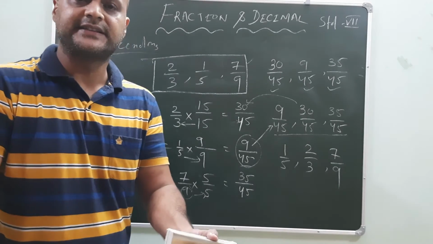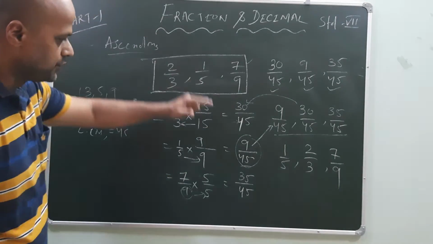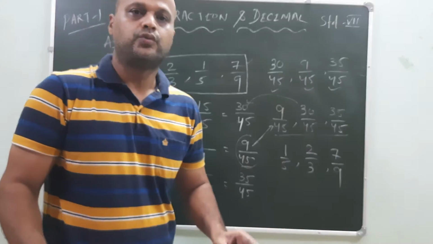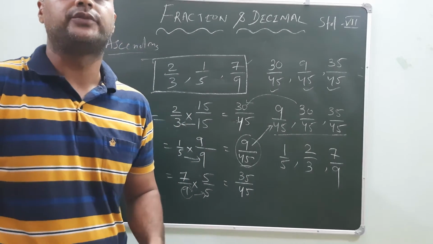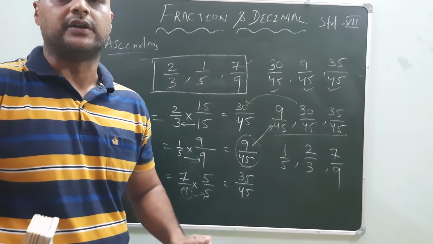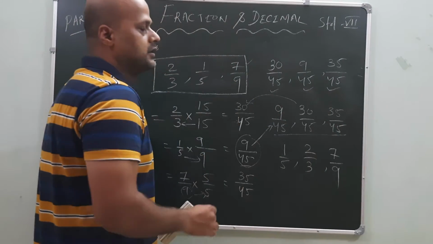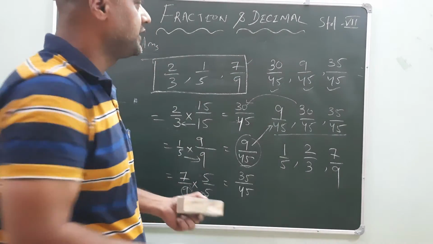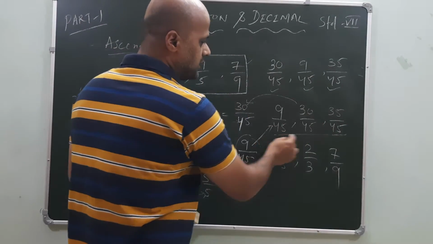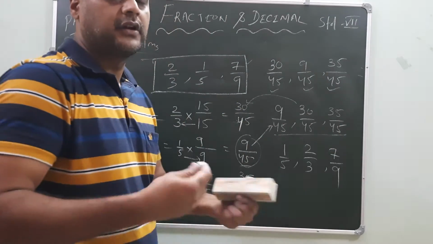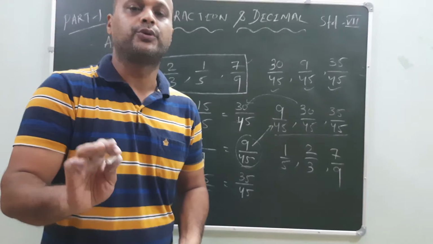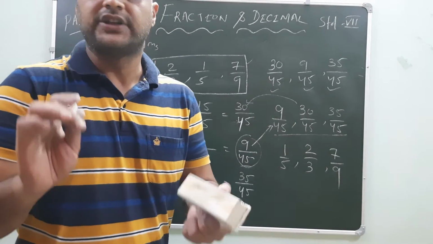In case of descending order, the same process will be going on. You have to equalize the denominators of whatever fractions are given. Then, after finding the LCM and equalizing the denominators, arrange them in order, and after that, see what the question is asking.